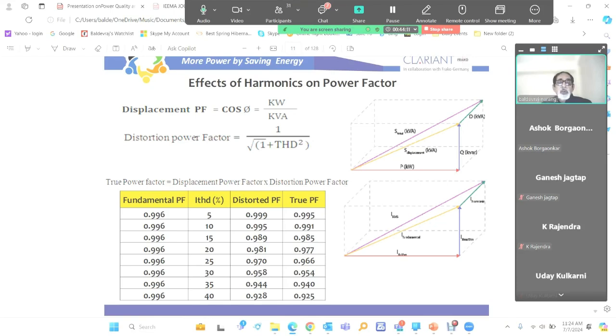But as we go further, the harmonics keep on increasing. Suppose the worst value, suppose we have a 40% THD value, the 0.996 remains the same, the original displacement power factor, but the true power factor will become 0.925, which if we translate into billing, will have about 7% extra billing. So this is the amount of change we can have in the billing and in the true power factor when we have harmonics in the system.